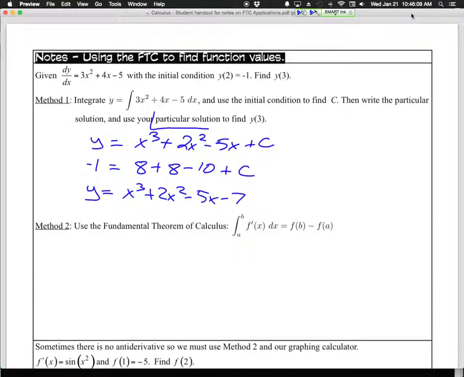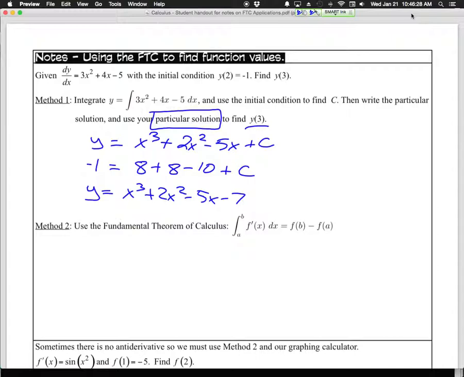Now, this is called a particular solution. You have found a particular solution once you've integrated and figured out what c is. So if something ever tells you to find a particular solution, that means you integrate and figure out what c is. But we don't want to stop there. On this problem, we want to figure out what y of 3 is.